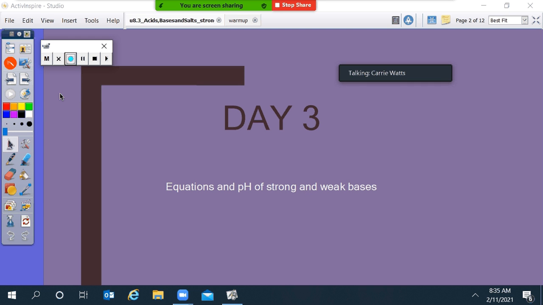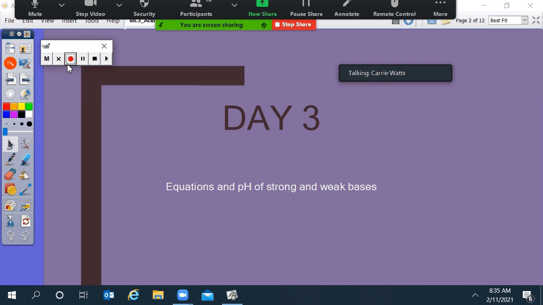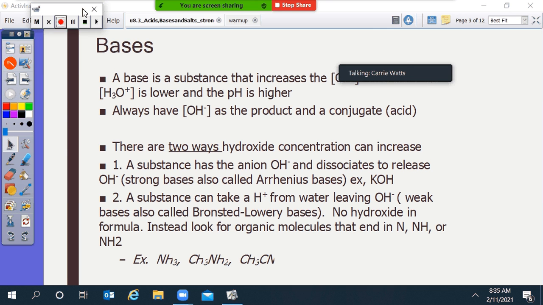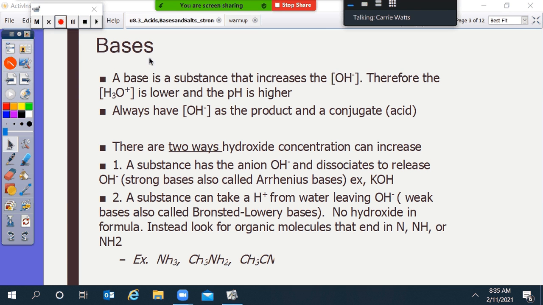Okay, guys, so today we're going to talk about equations and pH of strong and weak bases. So yesterday we talked about acids, strong and weak acids, and now we're going to talk about the bases. So the definition of a base, of course, is a substance that increases the hydroxide concentration.